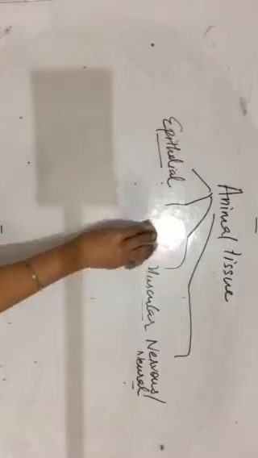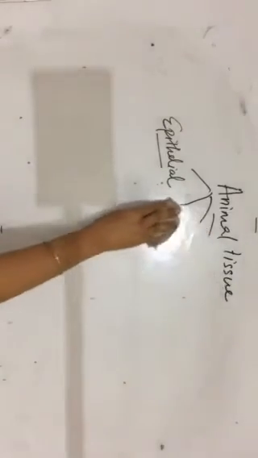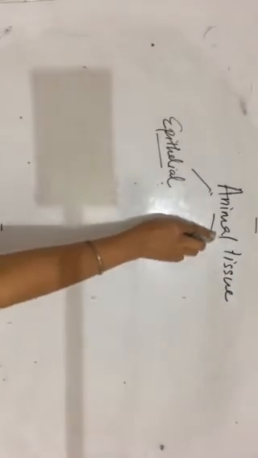So firstly we will deal with the epithelial tissue. We will learn about these tissues in several parts because it will be a big video if we deal with all the four parts together, right? So beginning with epithelial tissue, we have to learn some things about it, let me write it again.